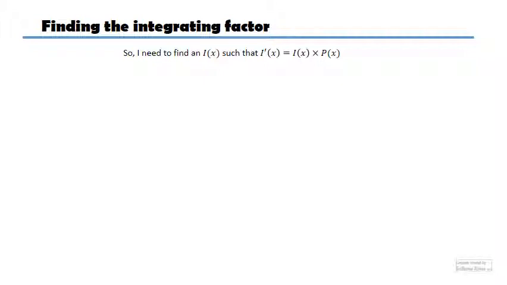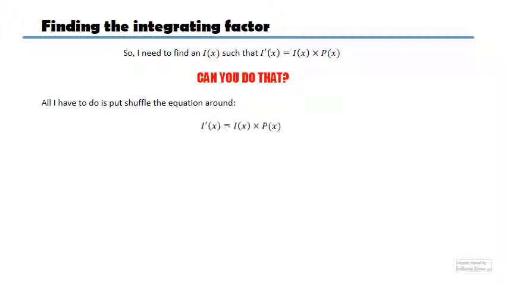I need an I(x) such that I'(x) is equal to I(x) times p(x), right? So how do I find that one out? Well, this is my definition. If I just solve this equation, I can reshuffle it and integrate both sides. And of course, what I'm going to end up having here is that the natural logarithm of I(x) is equal to the integration of p(x). Now, I don't know what that is.